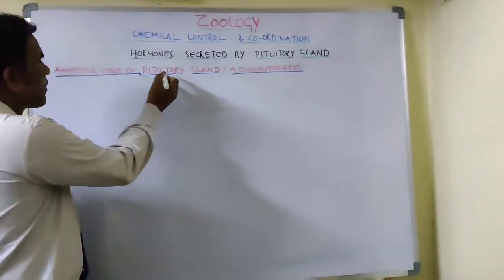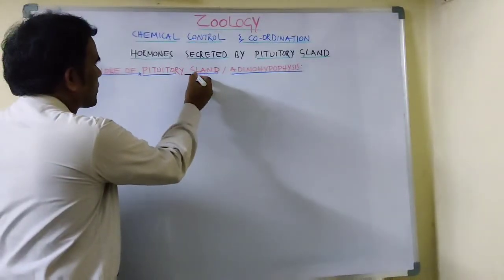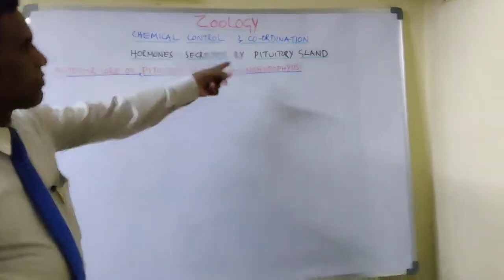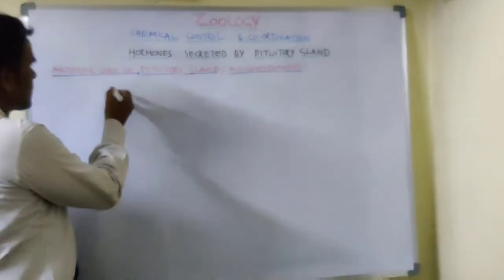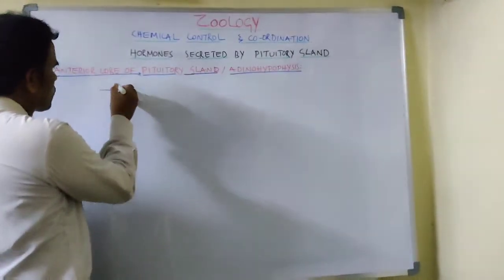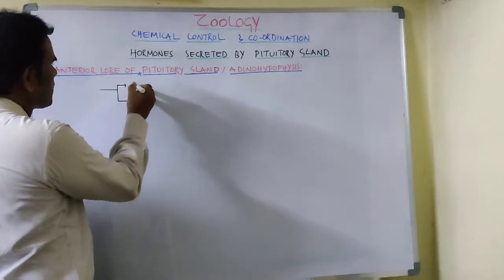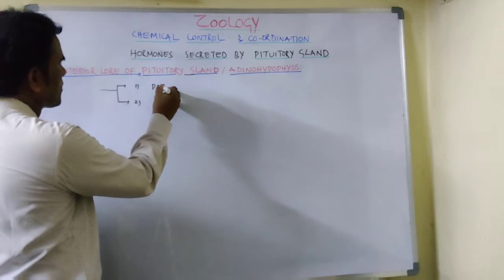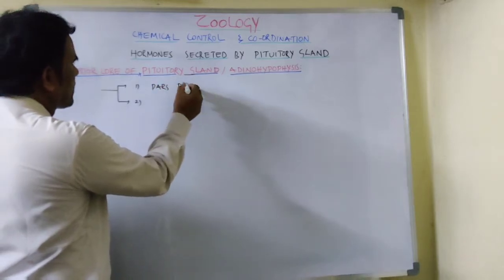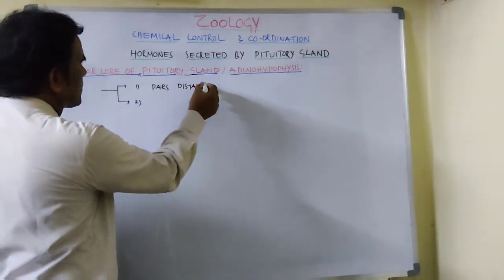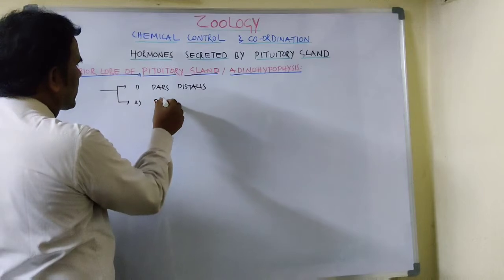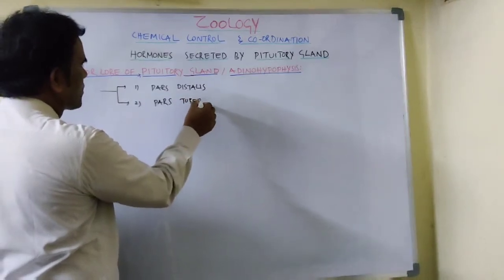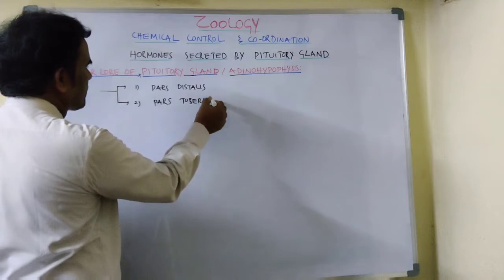Now let us take the hormones secreted by the anterior lobe of the pituitary gland. The anterior lobe of the pituitary gland is also called adenohypophysis. It comprises two parts, namely pars distalis and pars tuberalis. This we already learned previously.